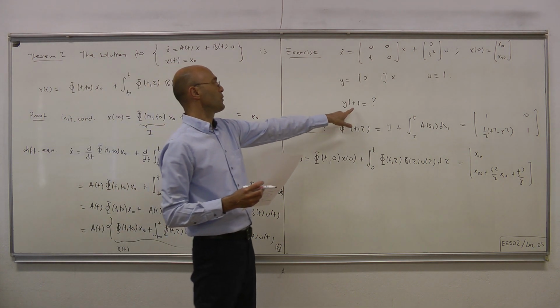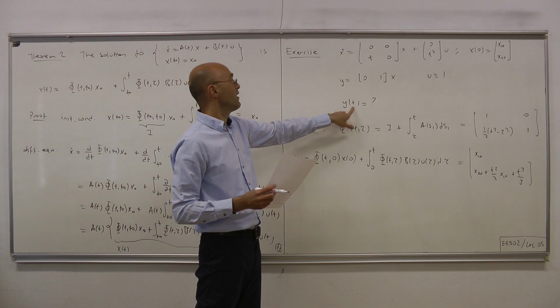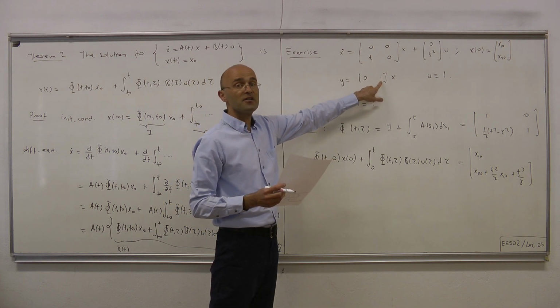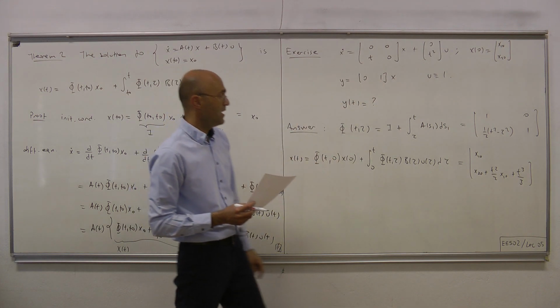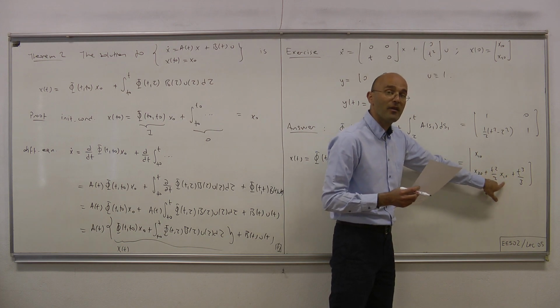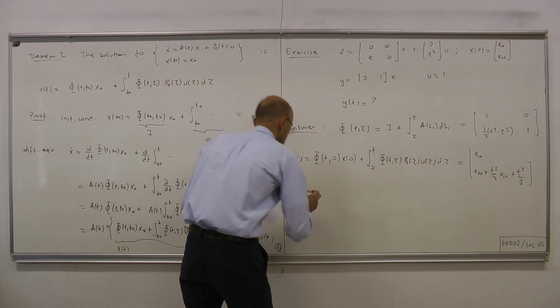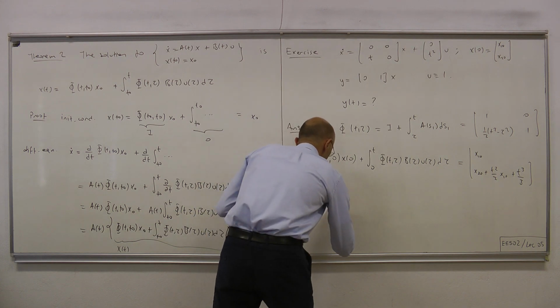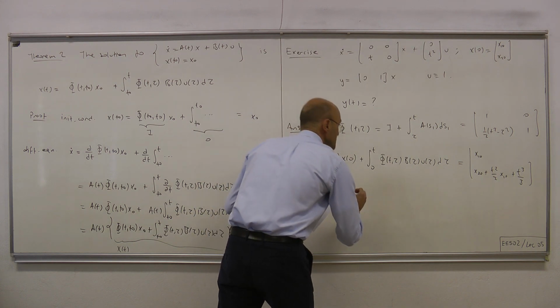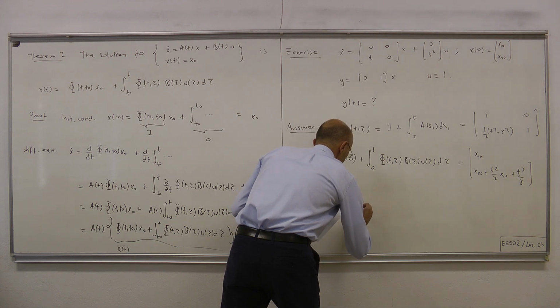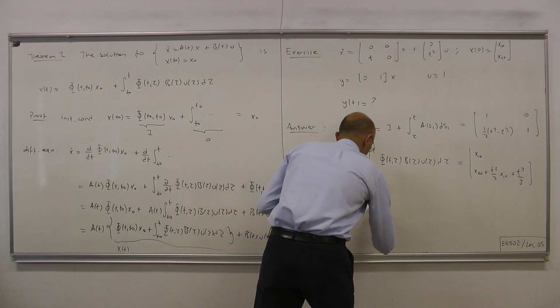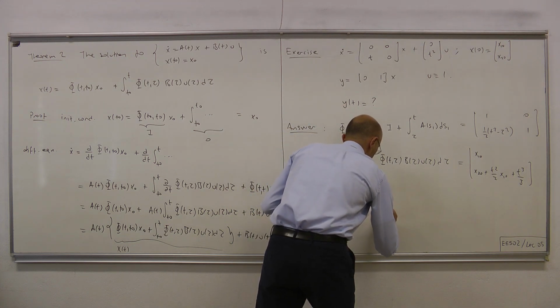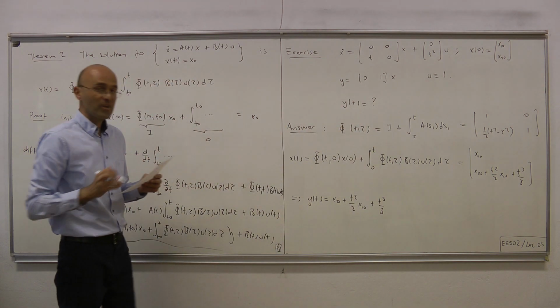And finally, what we're asked for is y of t. Y of t is the second state variable, x2 of t, and that means we're talking about this entry. So y of t equals x20 plus t squared over 2 x10 plus 1/3 t cubed.